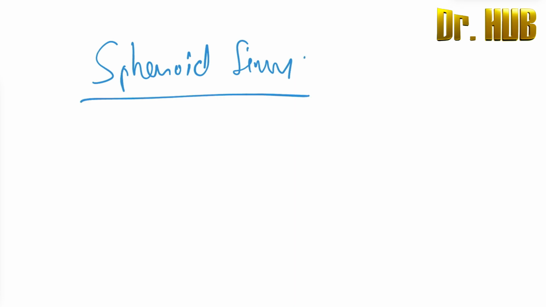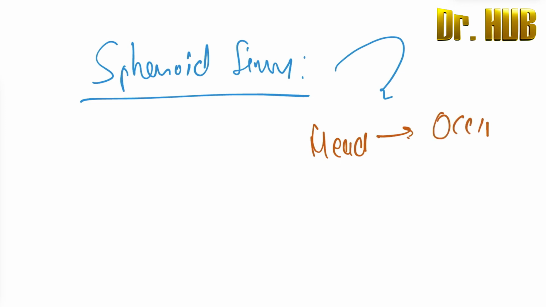Lastly, we look at the sphenoidal sinus. It includes headache, which is seen in the occiput or the vertex, and there is also post-nasal discharge.